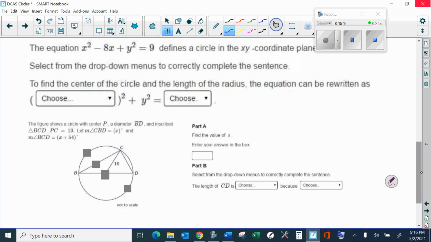All right, here we have an equation again. Select from the drop down menu. So obviously they're telling you it's plus y squared because there's no other y with it. So we know it's going to be x minus 4 quantity squared. So I should be choosing x minus 4 quantity squared plus y squared. All right, next one here.